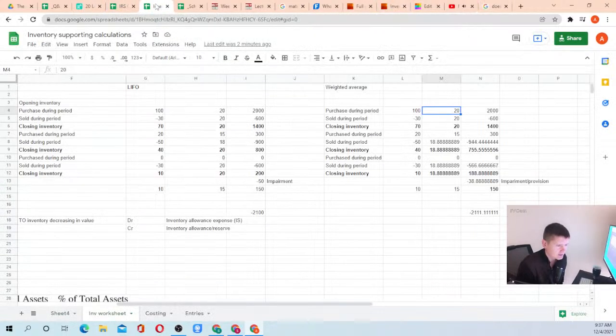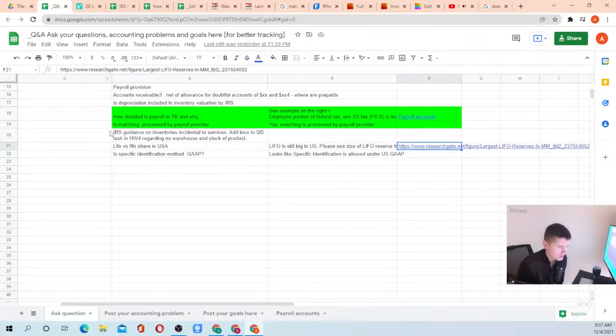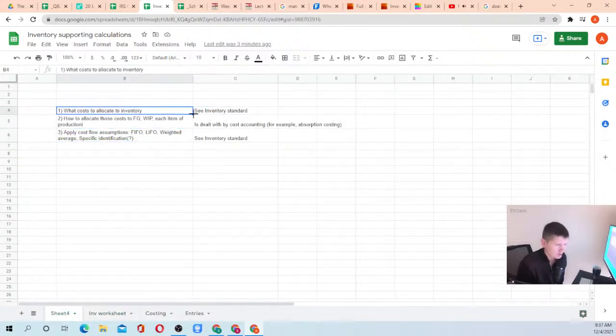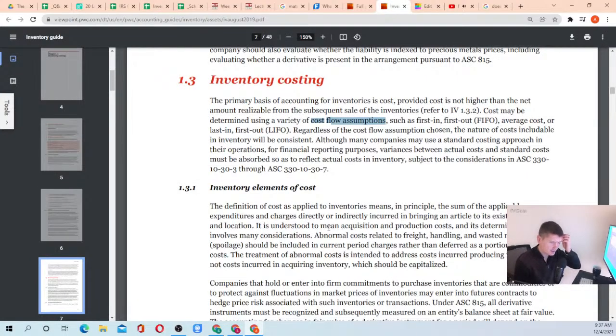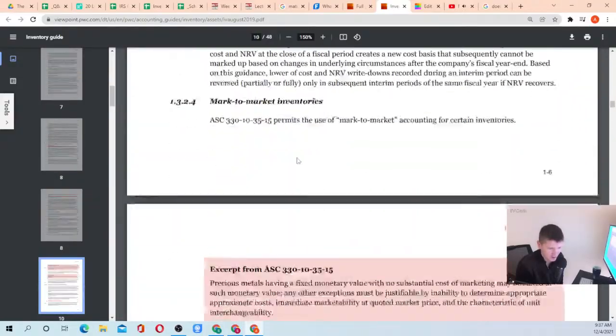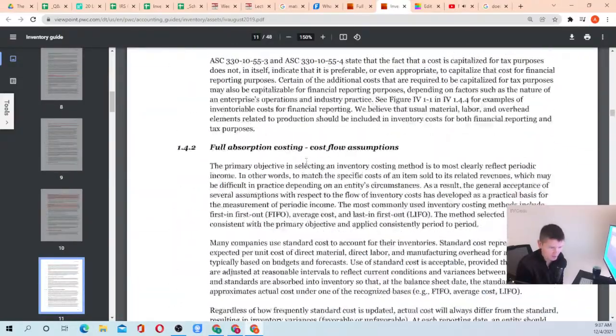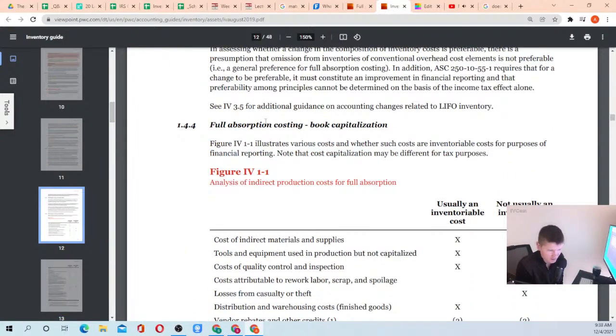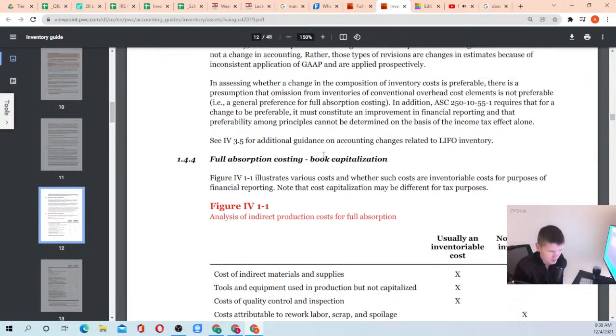Okay, so let's go back to where I was doing that work. Here. Okay. What costs? So we just covered cost flow assumptions. Now, what costs to allocate to inventory? And these are the answers. The inventory standard has a huge table which will tell you which costs you can allocate to inventory. And here it is, full absorption costing.